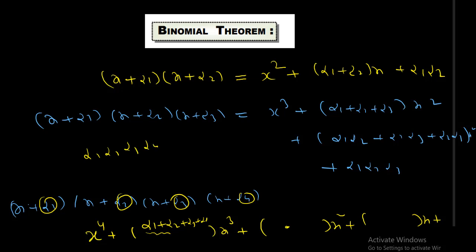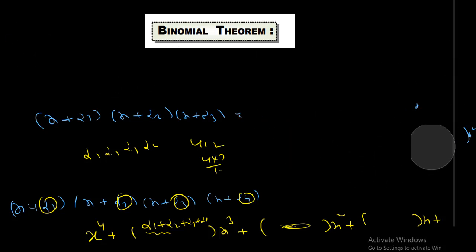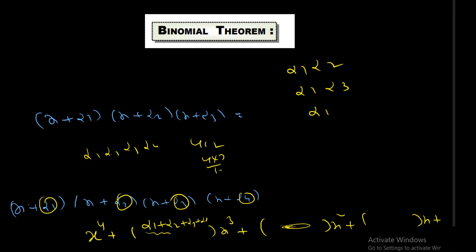you need to select 2 and write their summation. How many ways can you select? 4C2. 4C2 means 4 into 3 by 1 into 2, that is 6 terms you will write here. What are those 6 terms? Alpha 1 alpha 2, alpha 1 alpha 3, alpha 1 alpha 4, alpha 2 alpha 3, alpha 2 alpha 4, alpha 3 alpha 4. See, 1, 2, 3, 4, 5, 6. Those 6 terms will be here.